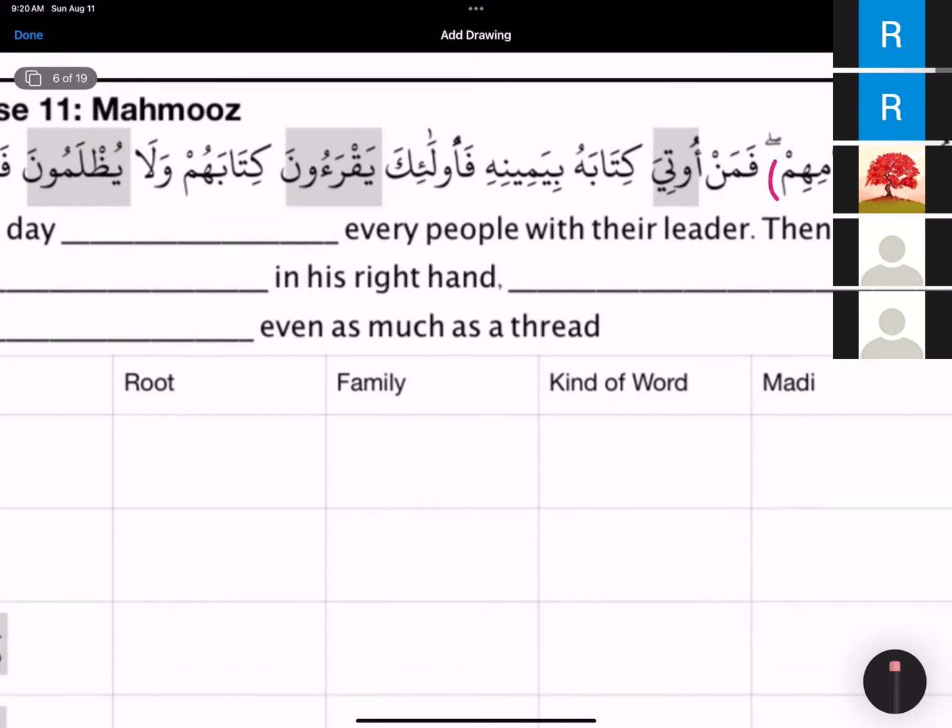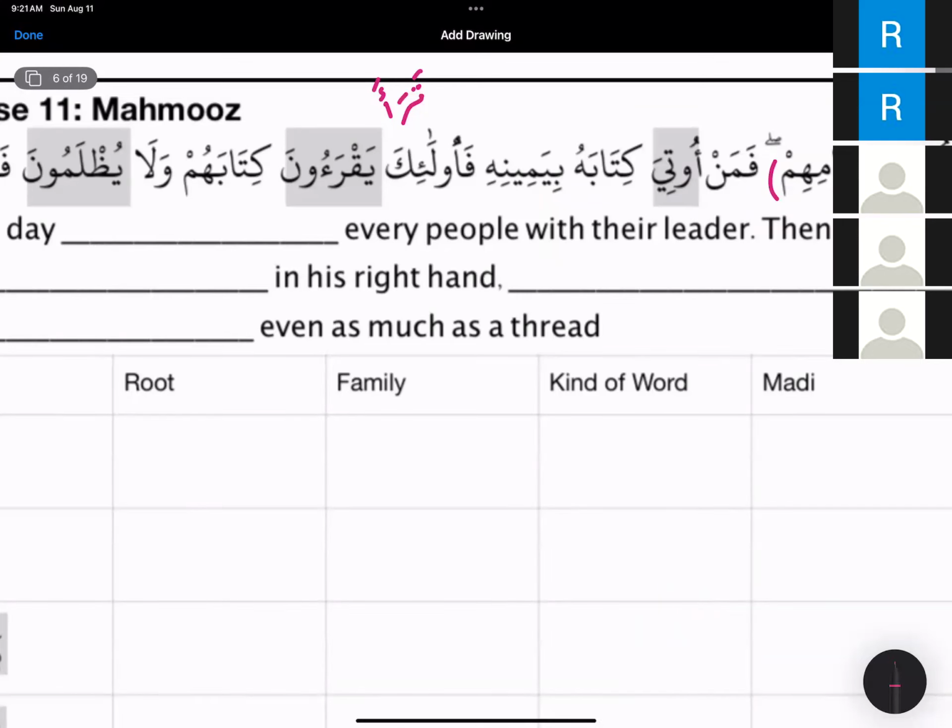So what are the root letters? Qara'a: qaf, ra, hamza. Very good. So qara'a, yaqra'u. And from that we have the hum siga over here. So yaqra'una.